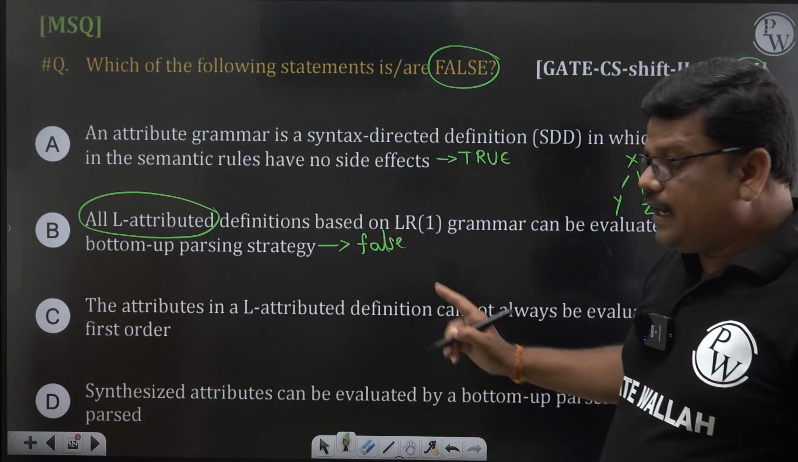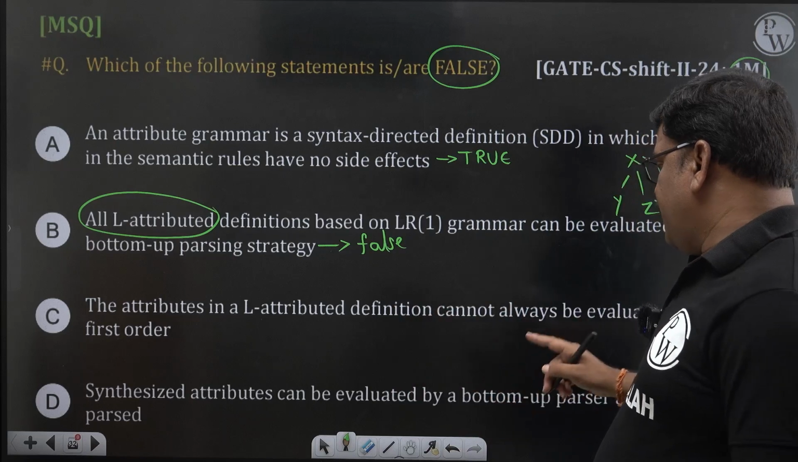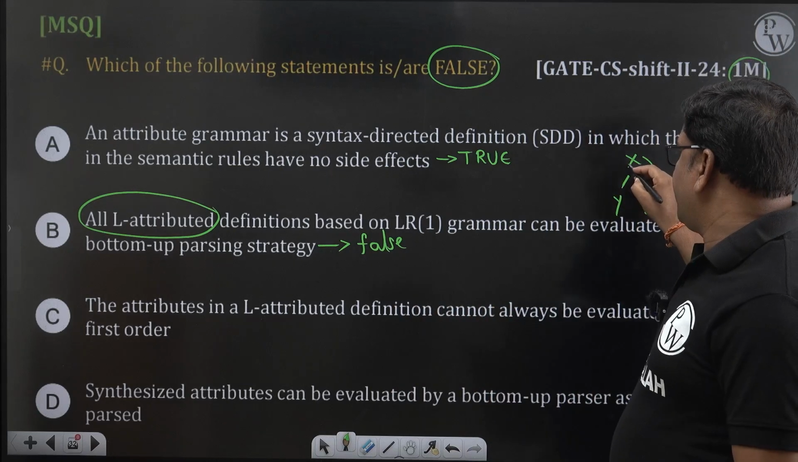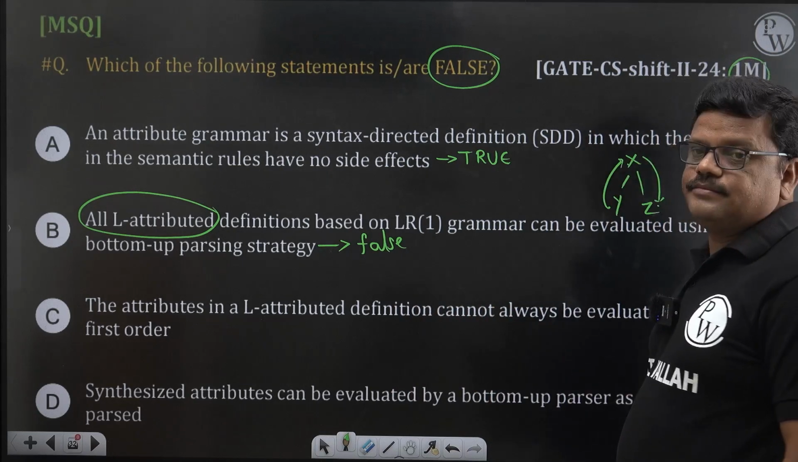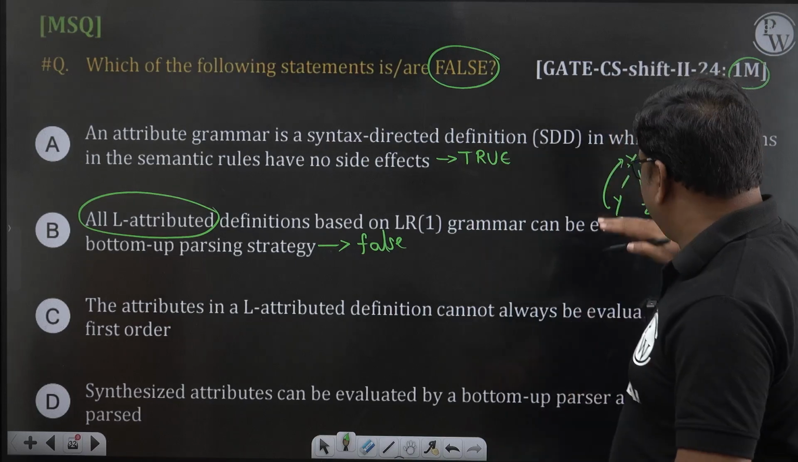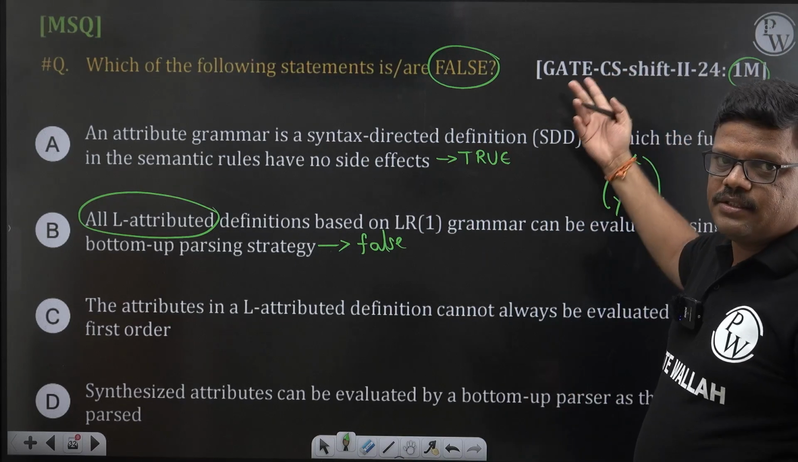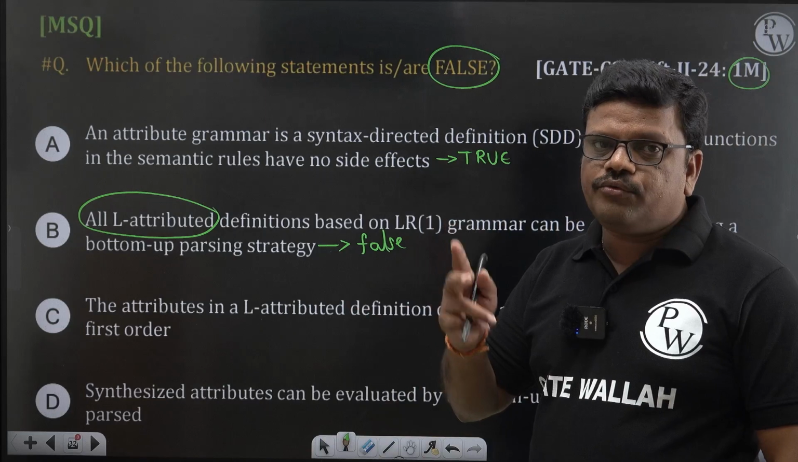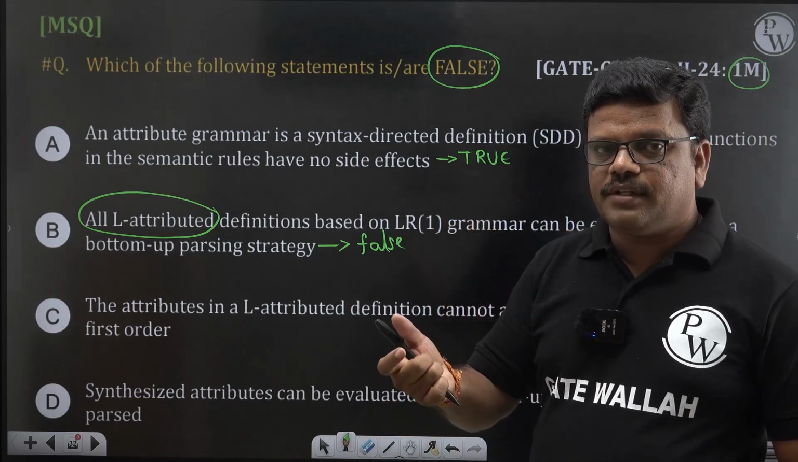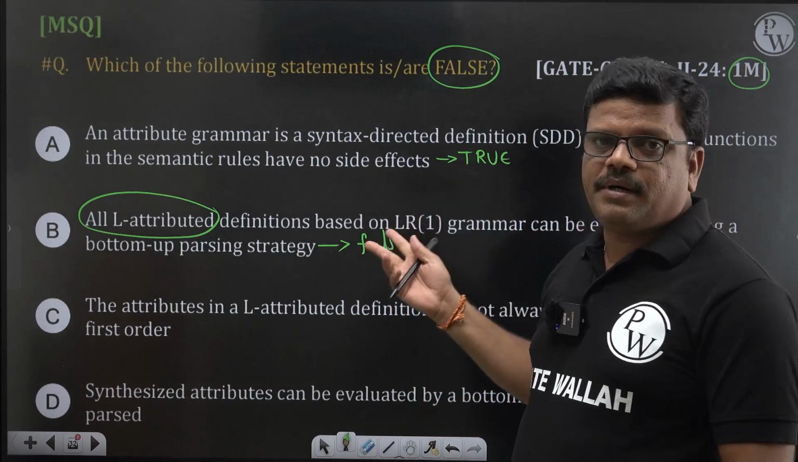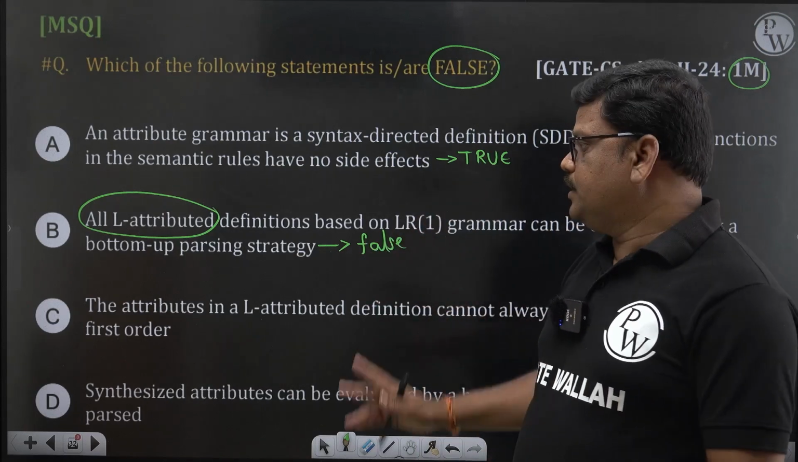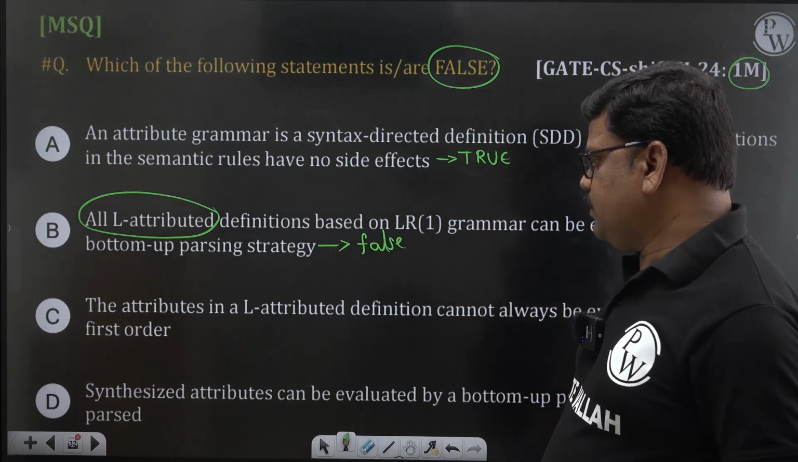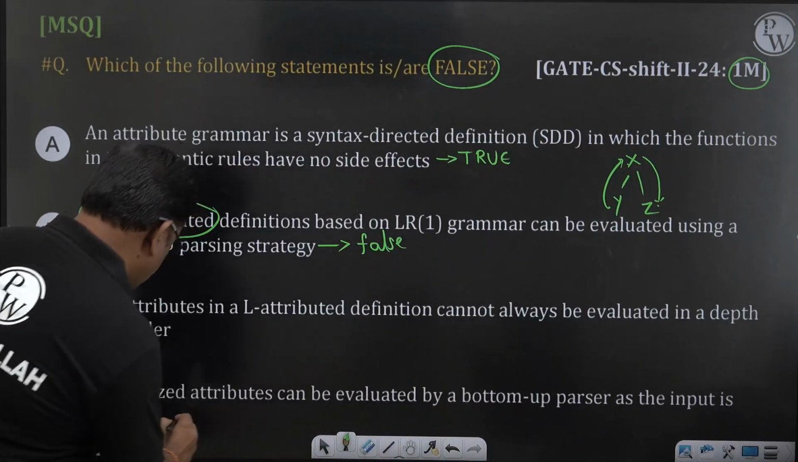Now, let us see directly the D option. Synthesized attributes can be evaluated by bottom up parser as the input is parsed. What is synthesized attribute? Attribute value at a node is taken from children. It is bottom to top like this. So, synthesized attributes are best for bottom up parsing, inherited attributes are good for top down parsing. But whenever inherited attributes are there, if you want to evaluate by bottom up parsing, we need to do so many modifications. So, all L attributed definitions directly on LR grammar is difficult here. So, B is false. Anyhow, we observed here D is true, the statement of D is true.